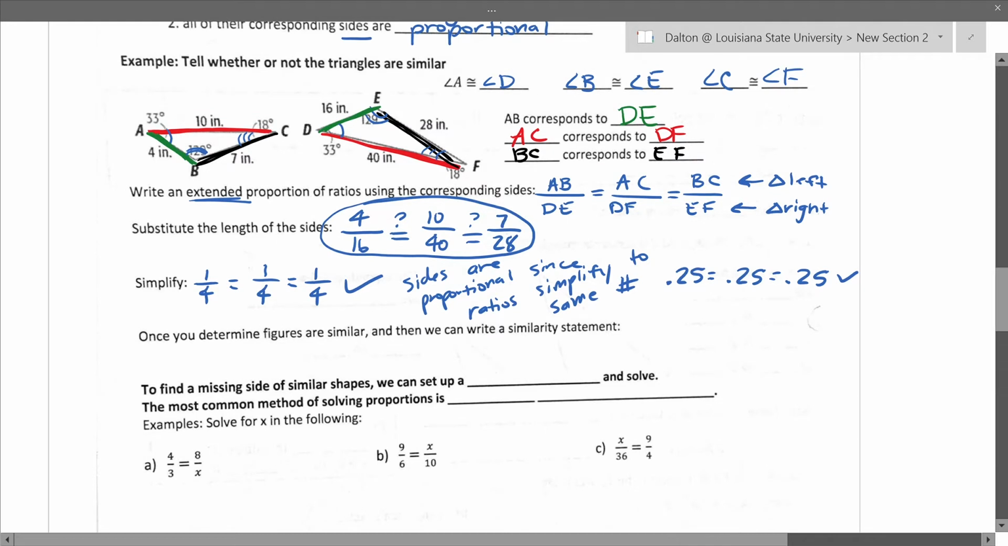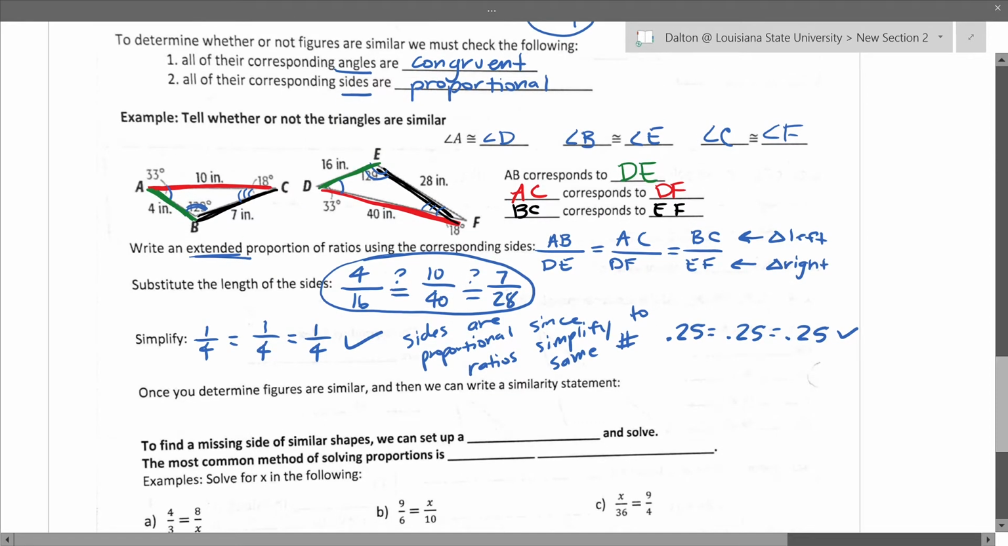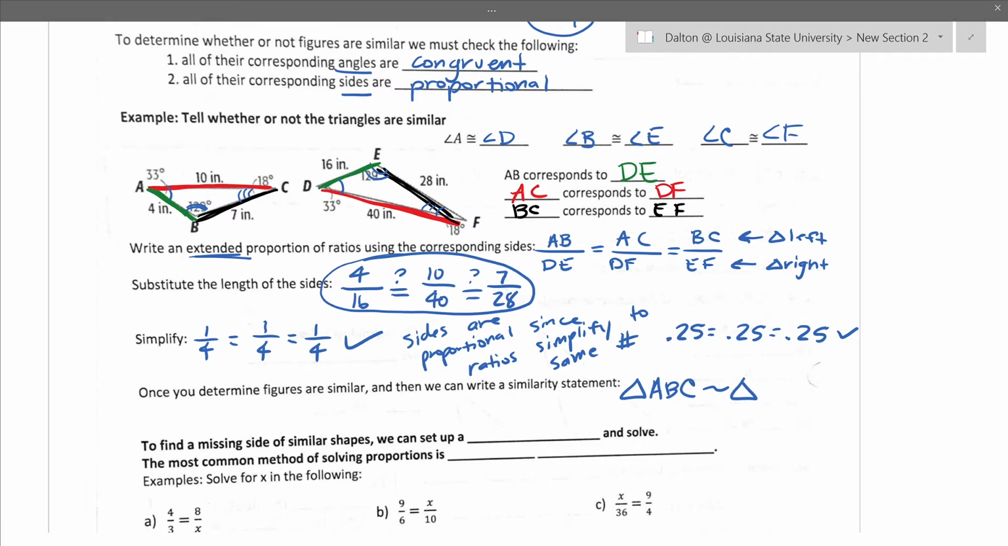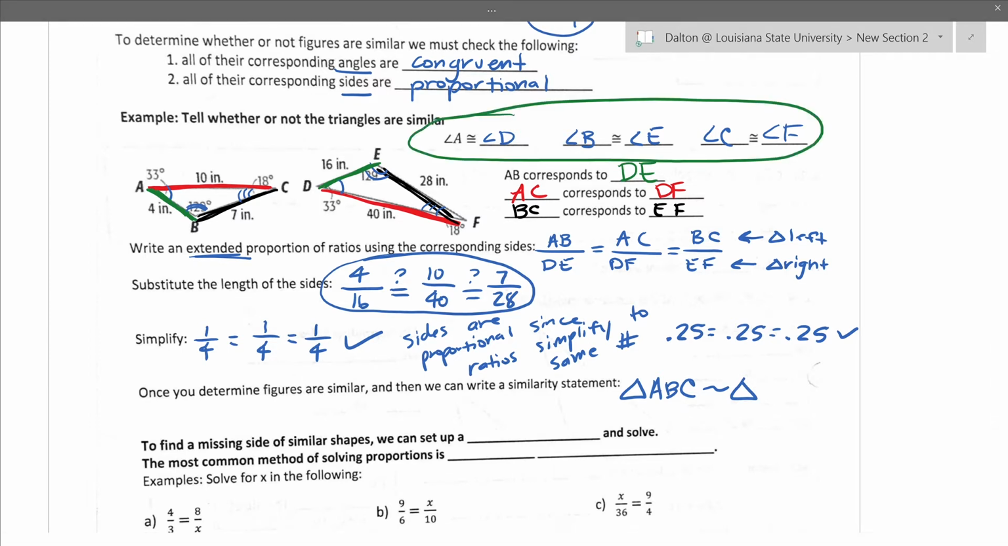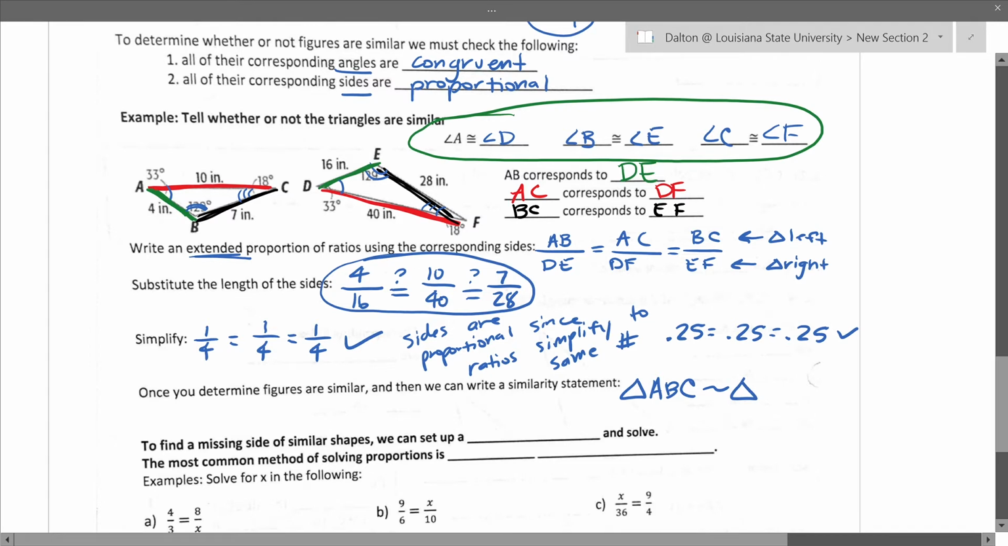So then once you determine that things are similar, then we can write a similarity statement. Remember that just says triangle blah, blah, blah is similar to triangle blah, blah, blah. So let's say triangle ABC is similar to triangle. Now go up here to the top where you already wrote out which angles corresponded to each other and then name the triangles accordingly. So we know angle A corresponds to angle D, B corresponds with E, and C corresponds with F. So there's the similarity statement.